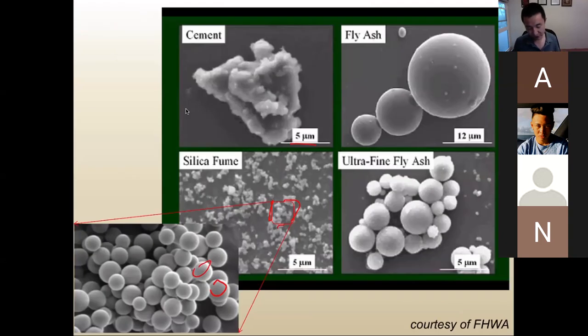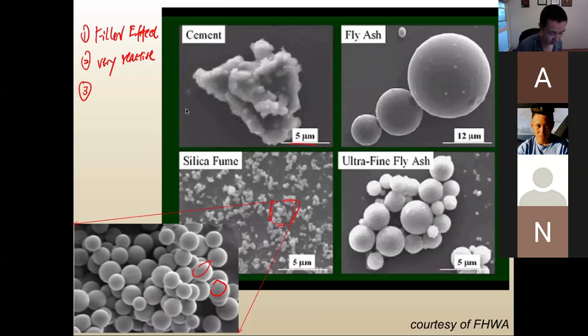Before we continue, we said one of the reasons silica fume can enhance the strength of concrete is what we call the filler effect, because the size of silica fume is very small. Another reason is that it is very reactive. And also, silica fume is a pozzolanic material, so the pozzolanic property of silica fume will also contribute to higher strength of concrete.